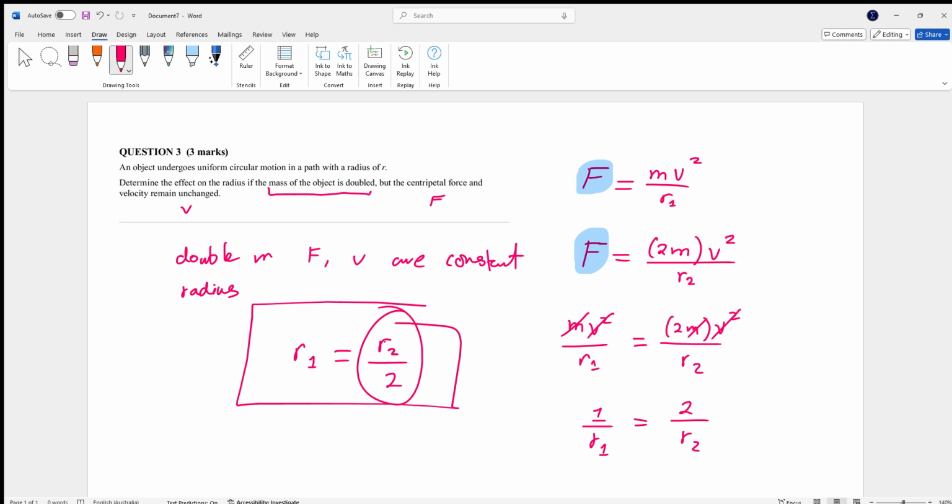The new radius here, if I were to get the new radius by itself, I'd have to times both sides by 2. So technically, the new radius here is double the old one. So if you double the mass and the velocity and the force remain constant, then the radius also has to double. Apologies there, it doesn't halve, because it's how you define it there. It doubles the radius, okay? And that's how you answer question 3 there.